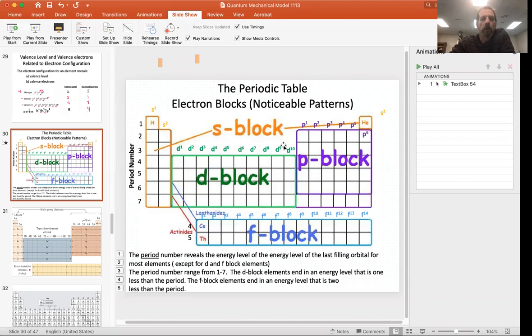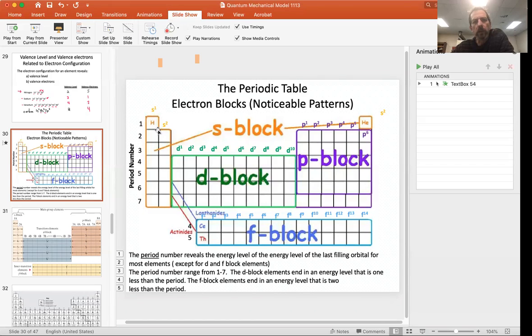So what we're going to see is that at the bottom of the screen here, you see the period number on a periodic table, the numbers over here on the left. Those numbers reveal something about an electron configuration. What they reveal is the last energy level that you would put electrons in, or really the last orbital, I should probably say. So the period number reveals that: 1, 2, 3, 4, 5, 6, 7.